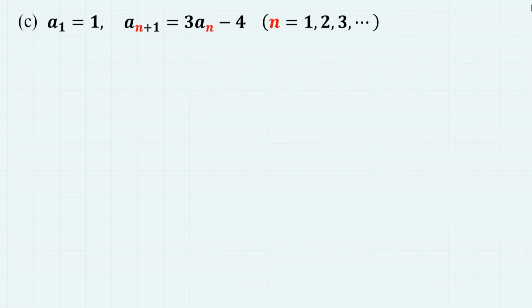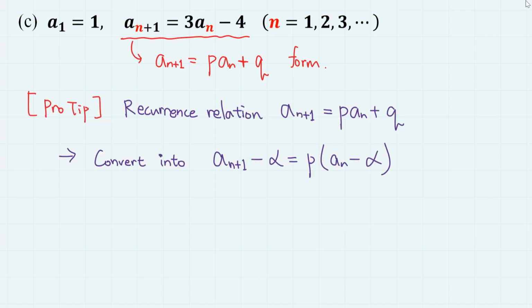And now we have arrived at some of the most famous types of recurrence relations where we rearrange terms to use substitution. The all-time famous a_{n+1} equals p a_n plus q form. Here the pro tip is, for the recurrence relation a_{n+1} equals p a_n plus q, convert it into a_{n+1} minus alpha equals p times (a_n minus alpha).